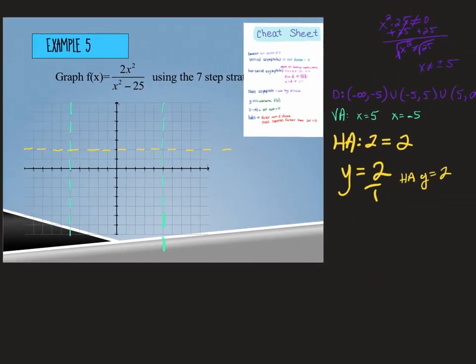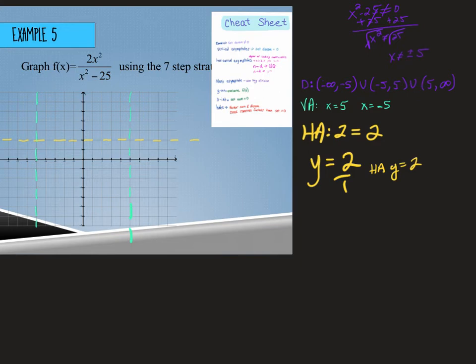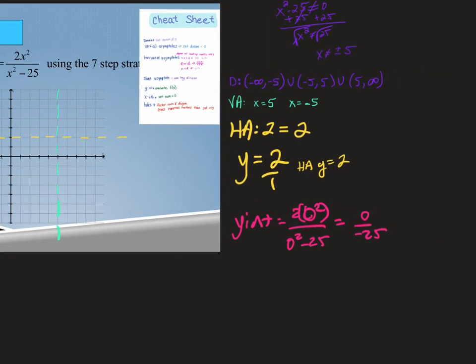All right, x and y intercepts. How do you find the x-intercept? How do you find the y-intercept? What do we do? Y-intercept, plug in what? 0. Okay, so 2 times 0 squared over 0 squared minus 25. 0 over negative 25. What's my y-intercept? 0, 0.